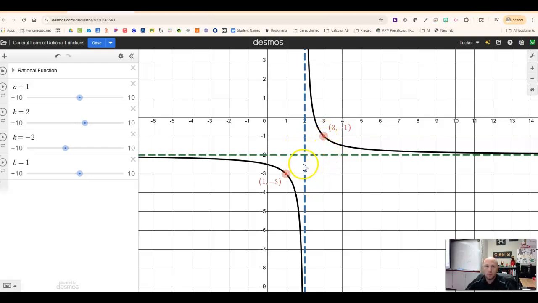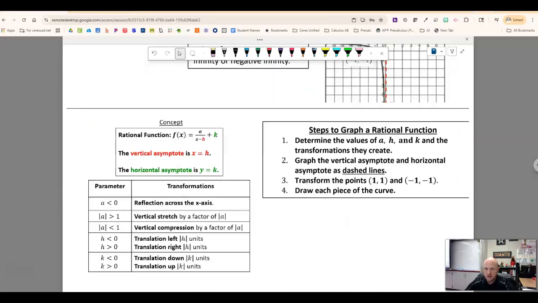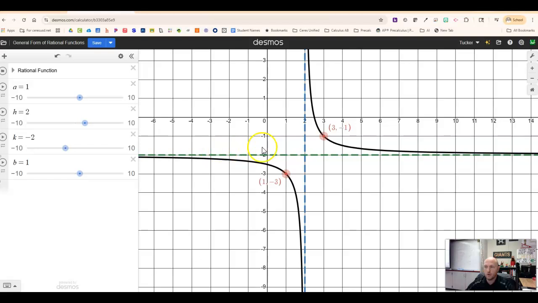And so what we'll do today, this will generally be our kind of like step process, is we'll determine a, h, and k, and then we'll graph those asymptotes as dashed lines. Then from there, we'll plot our key points. So 1, 1, -1, -1 from the transformed asymptotes. So I go right 1, up 1, left 1, down 1, okay?